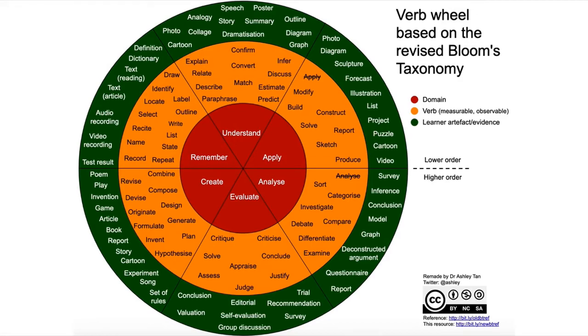So when you're writing your questions and then when you're looking at your test as a whole and trying to see if you have a balance of questions at the various levels of Bloom's, it can be very helpful to just sit with this wheel and keep it next to you.